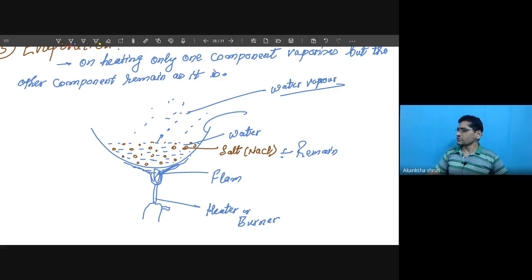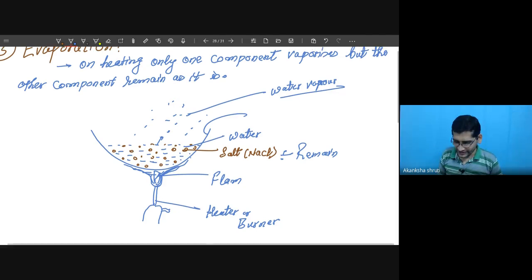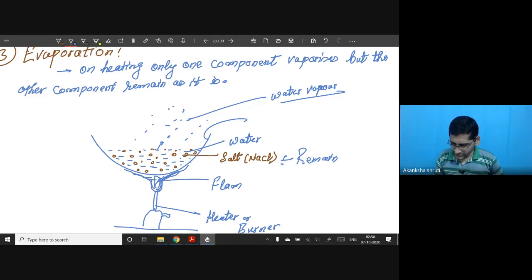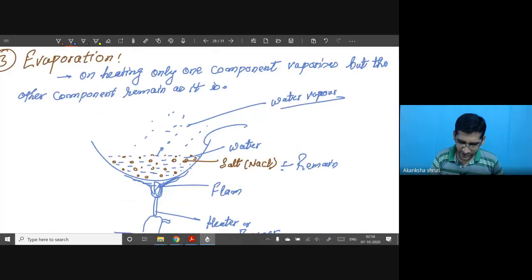For collecting sugar from water, we use crystallization. Rather than heating, we cool the solution. That is called crystallization, which we will learn later. So this could be our utensil or China dish. This is the arrangement, and I think it is also in your book. So let me take the figure from your book also.